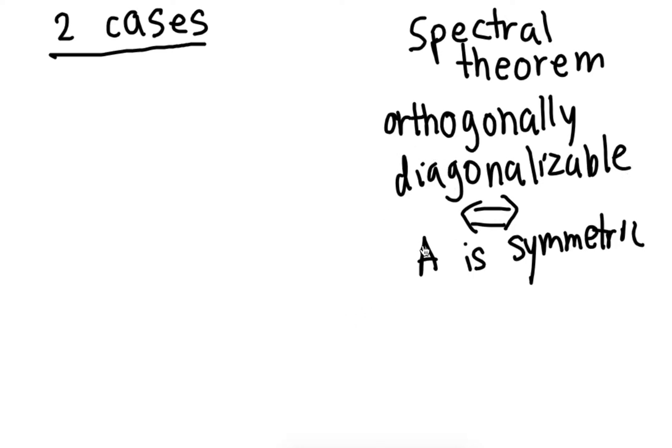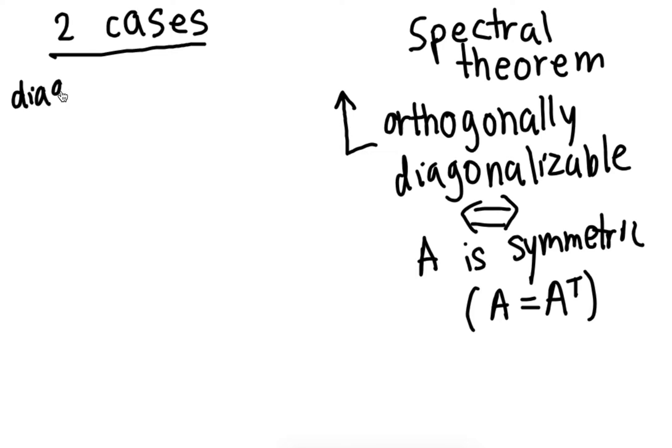I'm going to quickly write what it means to be symmetric: A equals A transpose. There's also a definition for orthogonal diagonalizability, which is an extension of the definition of diagonalizability, so I'm going to quickly write what it means to be diagonalizable. Then you can see that if a matrix is orthogonally diagonalizable, it implies that it's diagonalizable, but it doesn't work the other way around. With the spectral theorem, if A is symmetric, it's orthogonally diagonalizable, and this condition is a two-way street. So if a matrix is orthogonally diagonalizable, it must be symmetric.